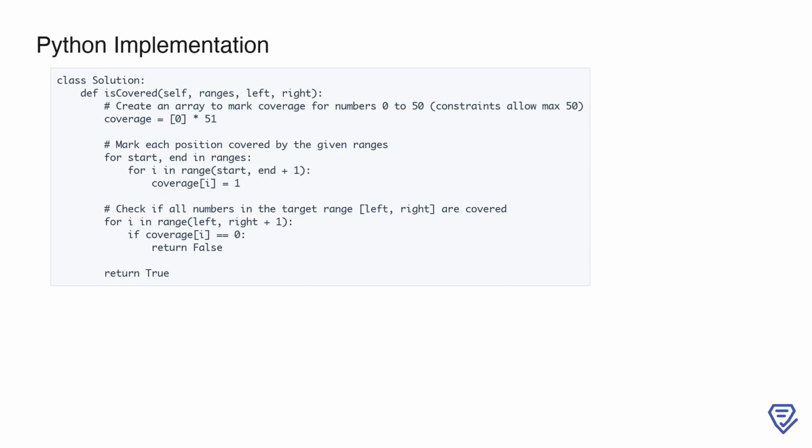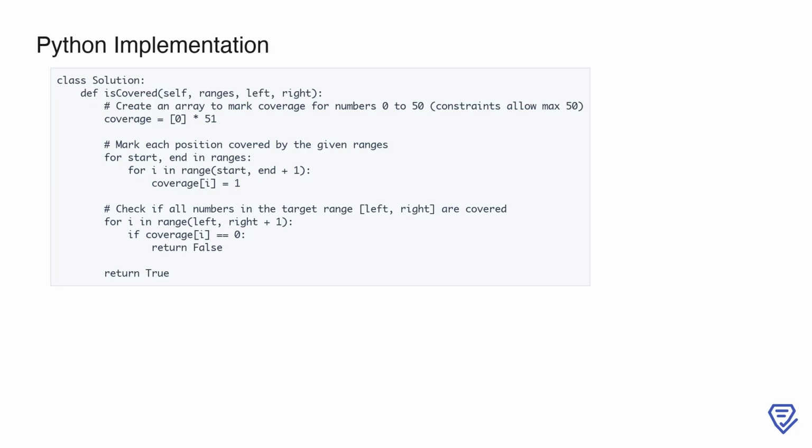This implementation solves the problem of checking whether all integers in the range [left, right] are covered by a set of ranges. Let's break it down step by step. 1. Input preparation. The algorithm begins by defining a coverage array of size 51, since the problem guarantees that ranges are between 1 and 50. Each index in this array corresponds to an integer, and its value will indicate whether this integer is covered by any range.